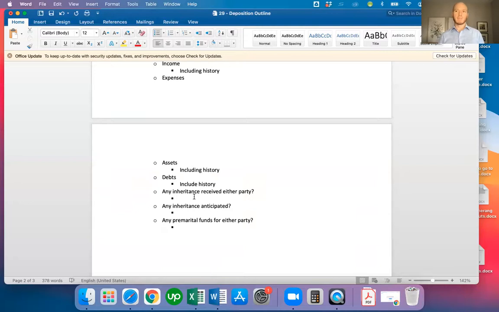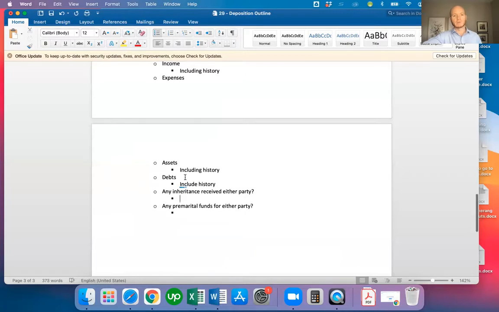Or if you're making a claim for premarital assets, you'll want to ask them about your own client's premarital assets, just to see if they're going to deny it, to say, oh no, they didn't have that premarital asset. Because again, you want to be prepared for these things in advance of trial. You want to get an understanding of the debts, the history of any debts, whether they received any inheritance, or whether they anticipate any inheritance in the future. Granted, that probably wouldn't be all that relevant, because future inheritance is not subject to division in a divorce.